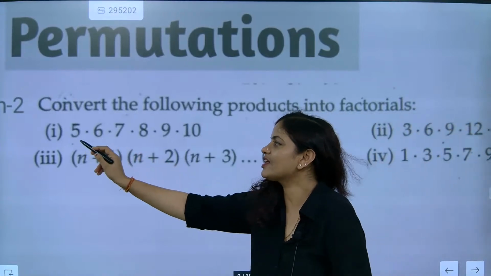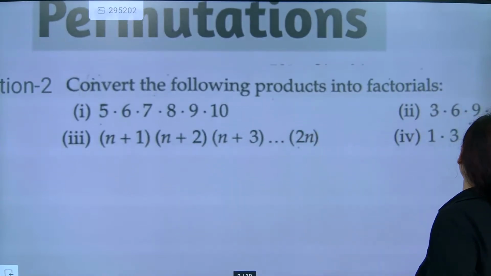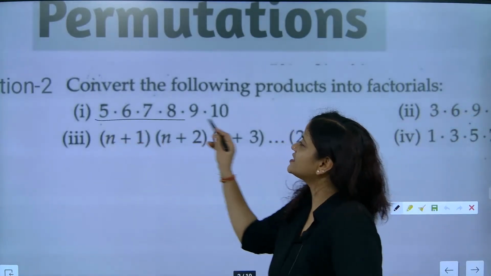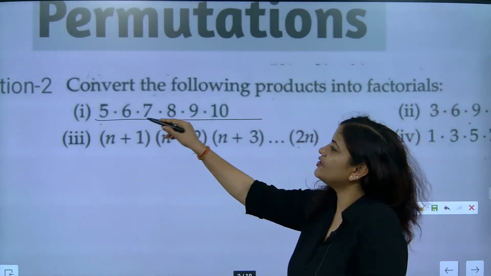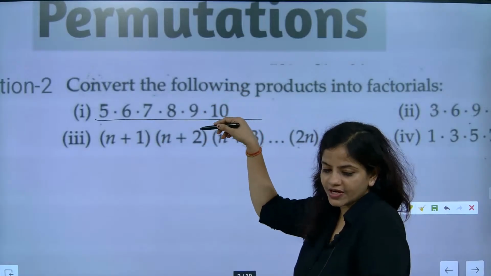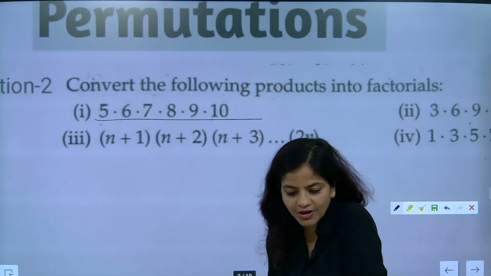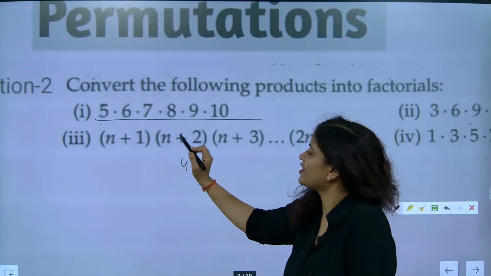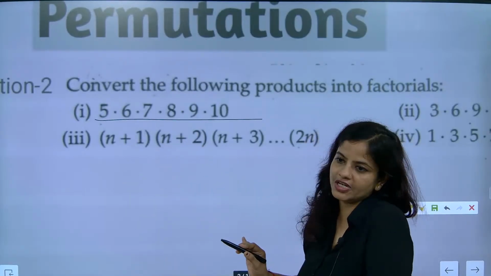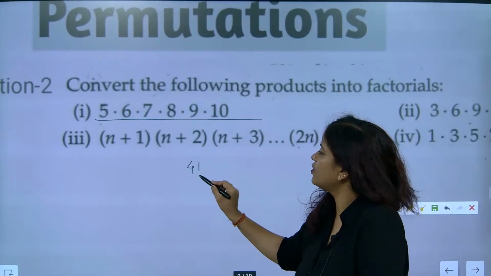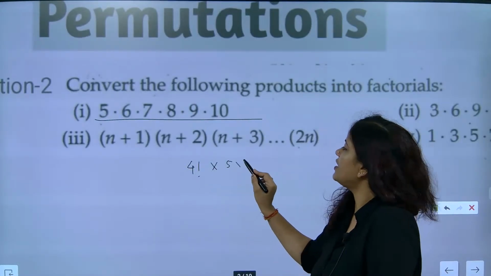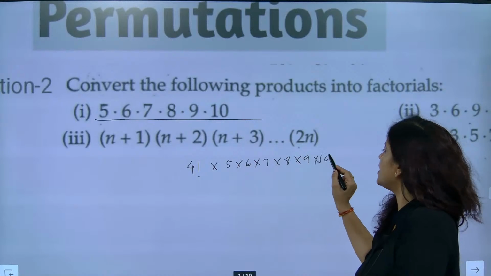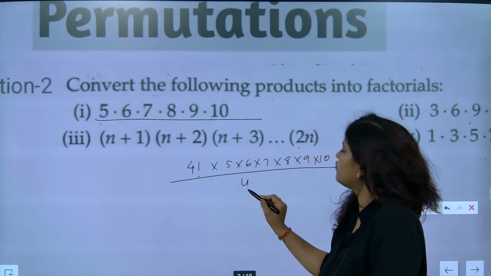See, how to write factorial. Here, which section is missing? 5, 6, 7, 8, 9, 10 is there, so 5 into 6 into 7 into 8 into 9 into 10 is there. What are we going to multiply here? We are going to multiply 4 factorial directly. Okay? 4 factorial into 5 into 6 into 7 into 8 into 9 into 10. The denominator part is 4 factorial.